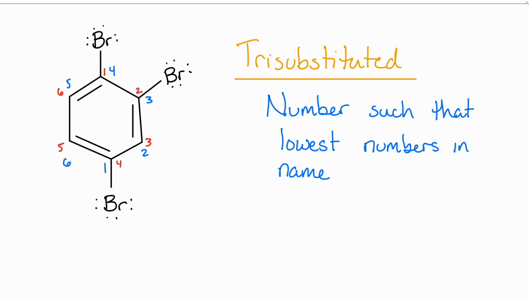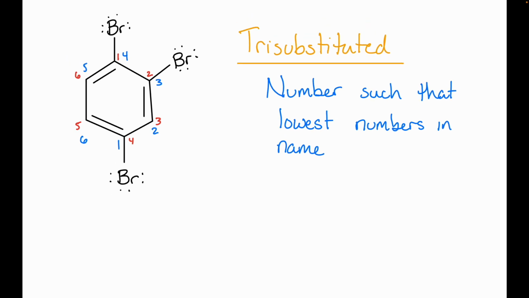And I want to compare these 2 numbering schemes to see which one is correct. I'm going to make a list of the location of those substituents in each one of my numbering schemes, right? Because I want the lowest possible numbers in my name. So in my red numbering scheme, it would be 1, 2, and 4. Those are the location of those bromines. If I pick my blue numbering scheme, it would be 1, 3, and 4. So which one am I going to go with? 1, 2, and 4. I want that red numbering scheme because I want those lowest possible numbers in my name.